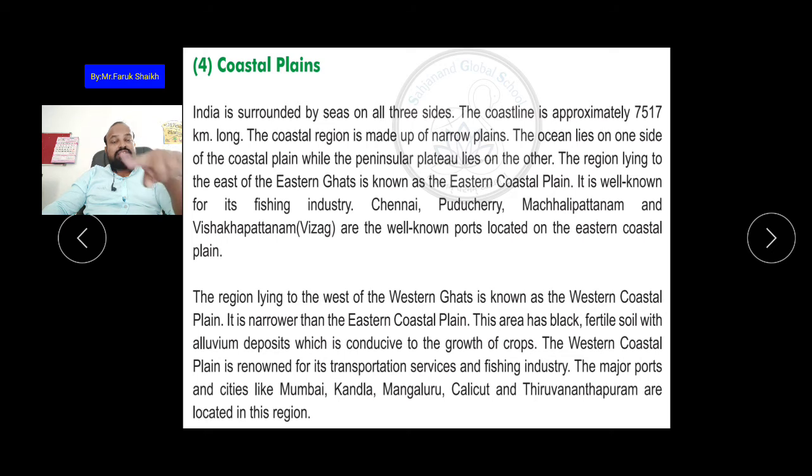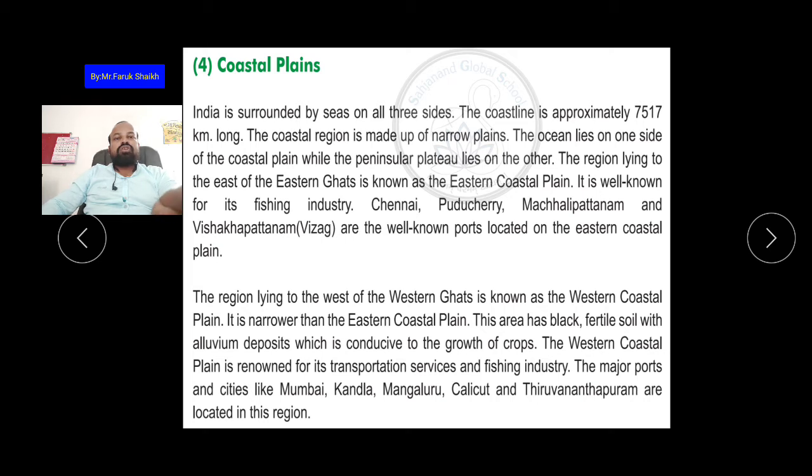The coastline of Gujarat is 1,600 kilometers, and the total coastline of India, including the islands of Lakshadweep, Andaman, and Nicobar, is 7,517 kilometers long. And the coastal region is made of narrow plain. The ocean lies on one side of the coastal plain while the peninsular plateau lies on the other. The region lying to the east of the Western Ghats is known as the Eastern Coastal Plain.